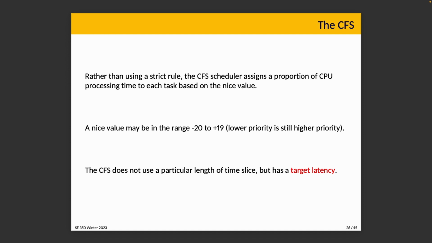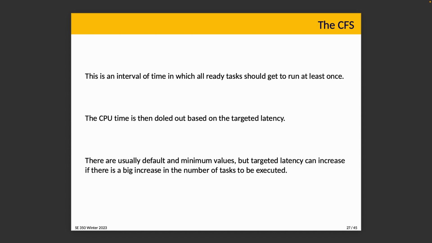Now, the Completely Fair Scheduler doesn't use a particular length of time slice because different CPUs run at different speeds, and depending on the number of processes that are trying to use the CPU at the same time, choosing a fixed amount of time doesn't really make sense. What it actually does is use a target latency. The target latency is just a time window, with the expectation that every thread should get a chance to run at least once inside that target window. And so CPU time is then handed out based on the target latency. There are usually default and minimum values, but the target latency can increase if there are a lot of extra tasks added. If the target latency is very short and we have a lot of tasks, we know that's unrealistic.